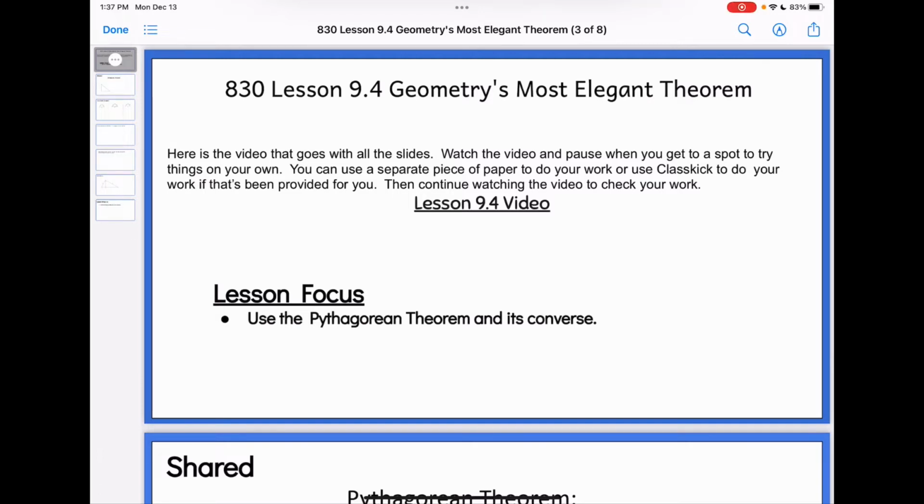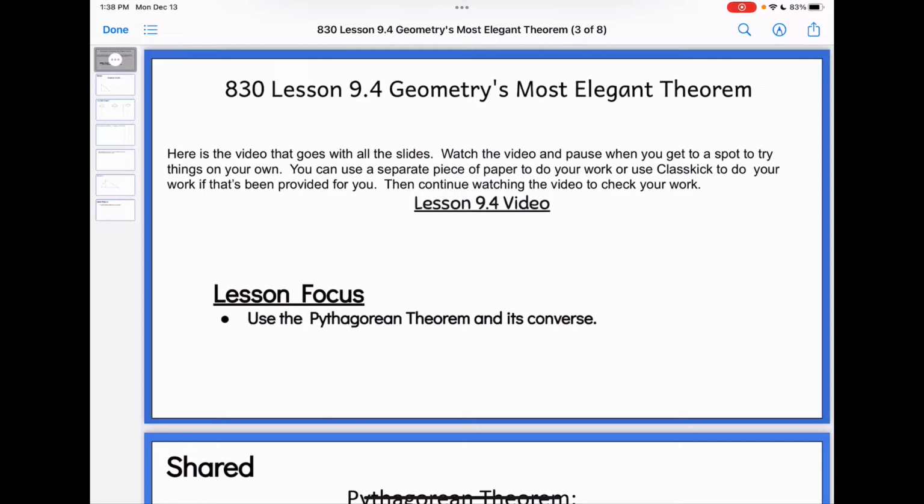Our next lesson in Chapter 9 is Geometry's Most Elegant Theorem, 9.4, which you will more commonly know as the Pythagorean Theorem. Hopefully you remember this from last year, the Pythagorean Theorem and its converse. This stuff should look familiar. We are going to use the Pythagorean Theorem so much, from here on out almost every single day in every single lesson.